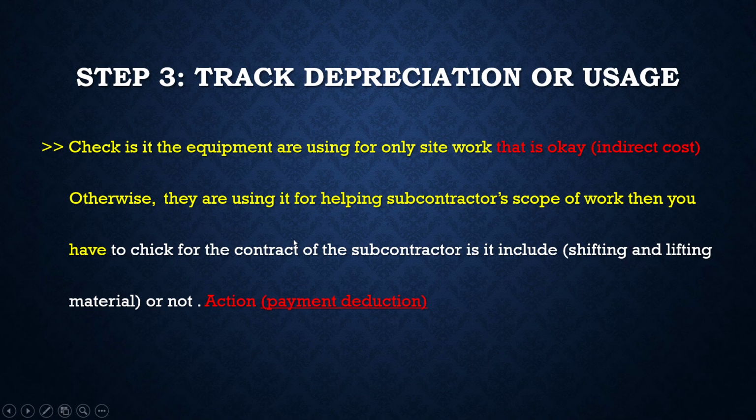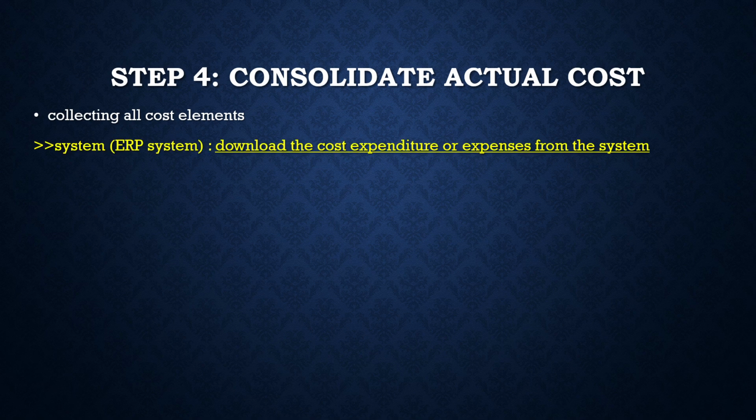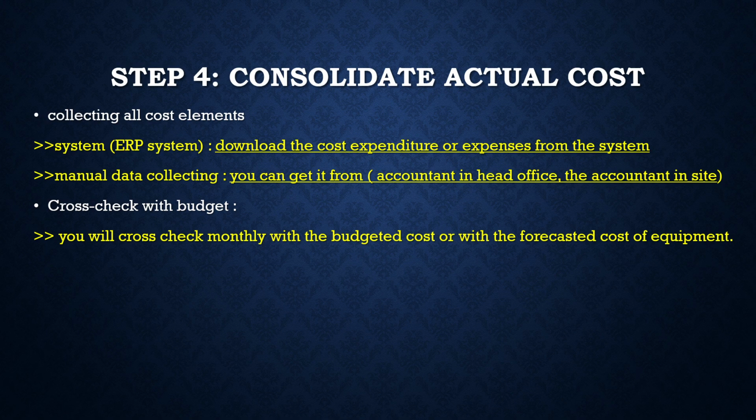After tracking depreciation or usage, the next step is to consolidate the actual cost of the equipment. This involves collecting all cost elements in one place. You can do this in 2 ways: from the system, download the cost expenditures or expenses directly. If you are manually collecting the data, you can gather information from accountants at the head office or on-site. Once collected, it's important to cross-check with the budget. Compare the actual costs monthly with the budgeted or forecasted costs of the equipment to identify any variances.